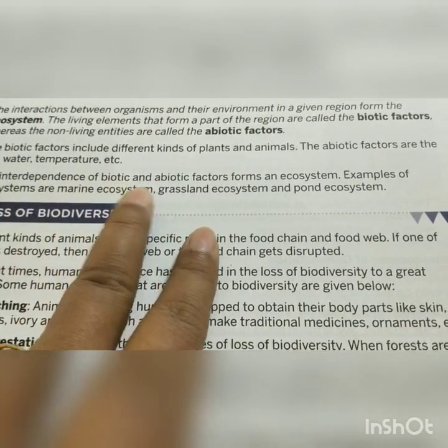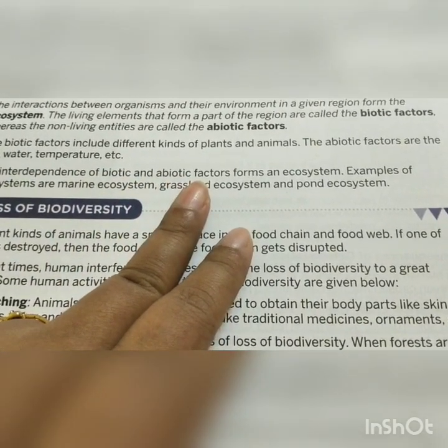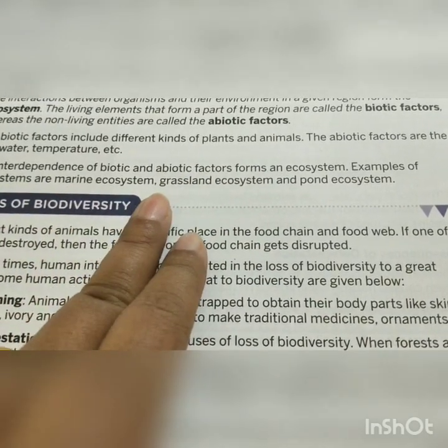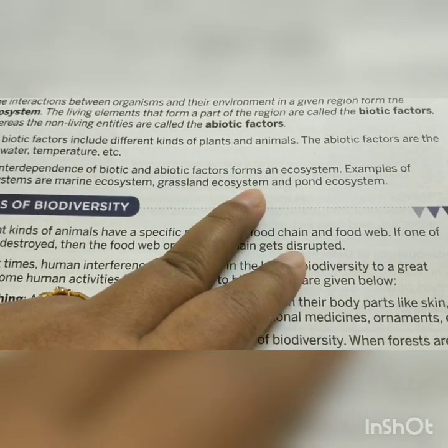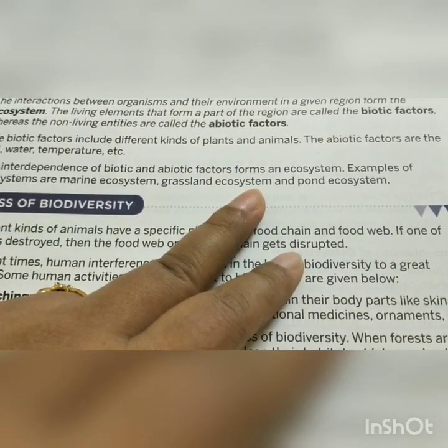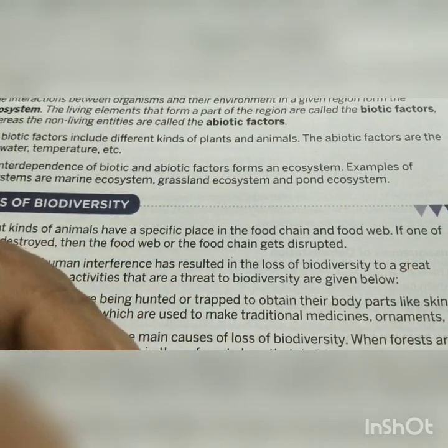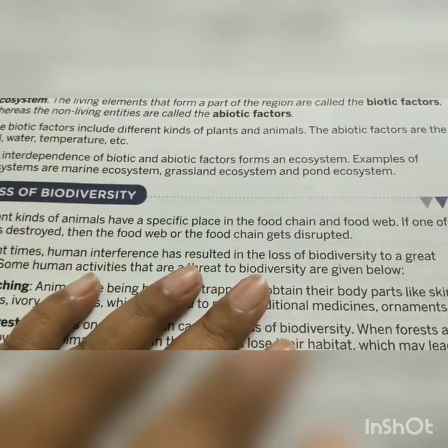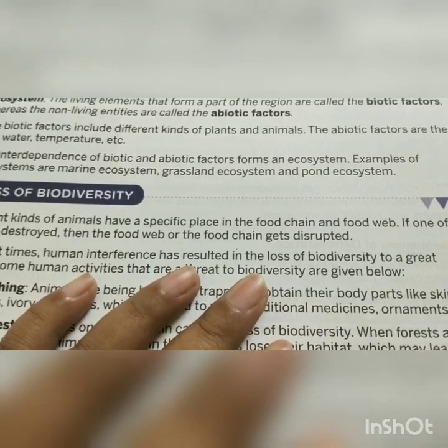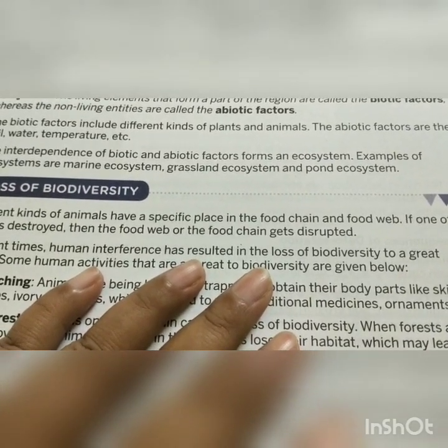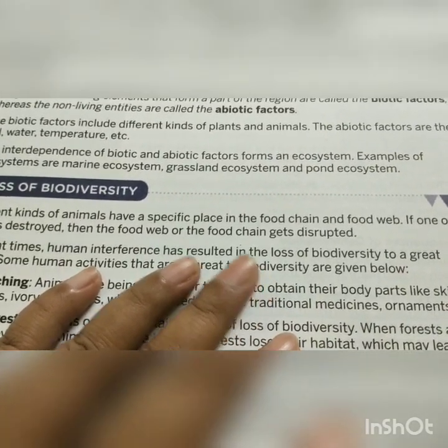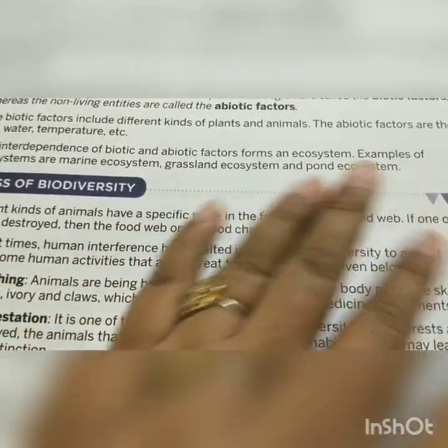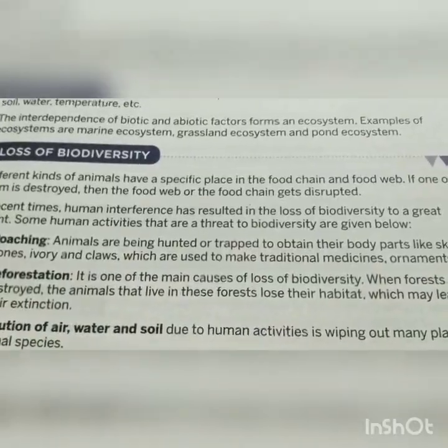The interdependence of biotic and abiotic factors forms an ecosystem. Examples of ecosystems are marine ecosystem, grassland ecosystem, and pond ecosystem. So an ecosystem is where the biotic and abiotic factors are interdependent on each other. They are depending on each other. So that forms an ecosystem. Examples are marine ecosystem, grassland ecosystem, and pond ecosystem. These are the ecosystems.